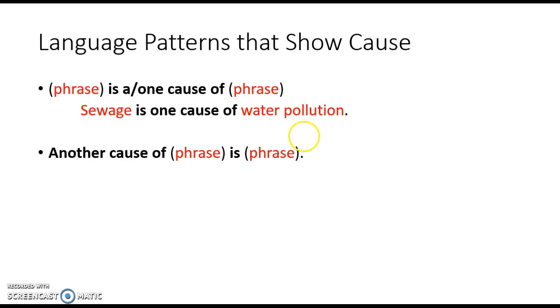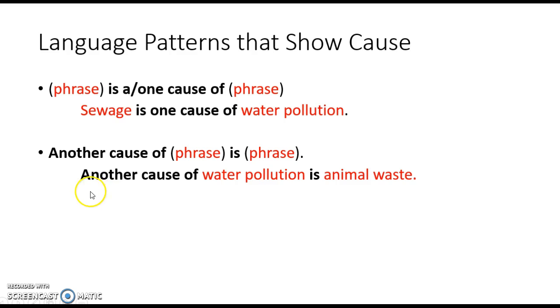Here's another example of a language pattern that shows cause, and here's an example sentence. Another cause of water pollution is animal waste. So water pollution is a phrase, animal waste is also a phrase. So you see you can fill in these sentence patterns with the cause and effect. So right here we have water pollution is the effect, and on this side we have the cause.